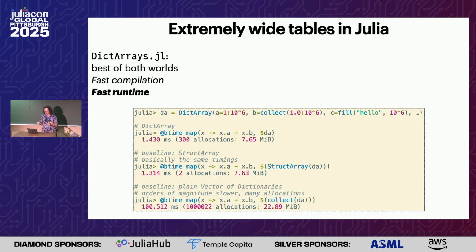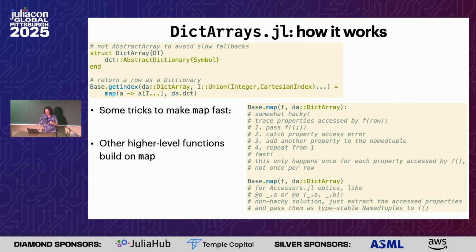So this is what you get with the DictArray, then kind of how it works. Of course, it's not without tricks. First of all, the structure itself is very simple. It just contains a dictionary of columns, so it's column-based storage. Think of it as StructArrays, but based on dictionaries, not on named tuples.